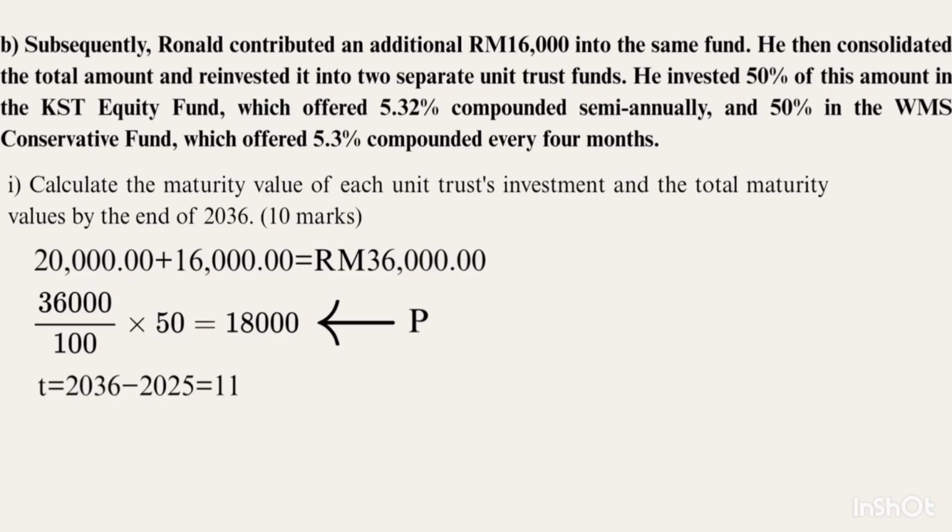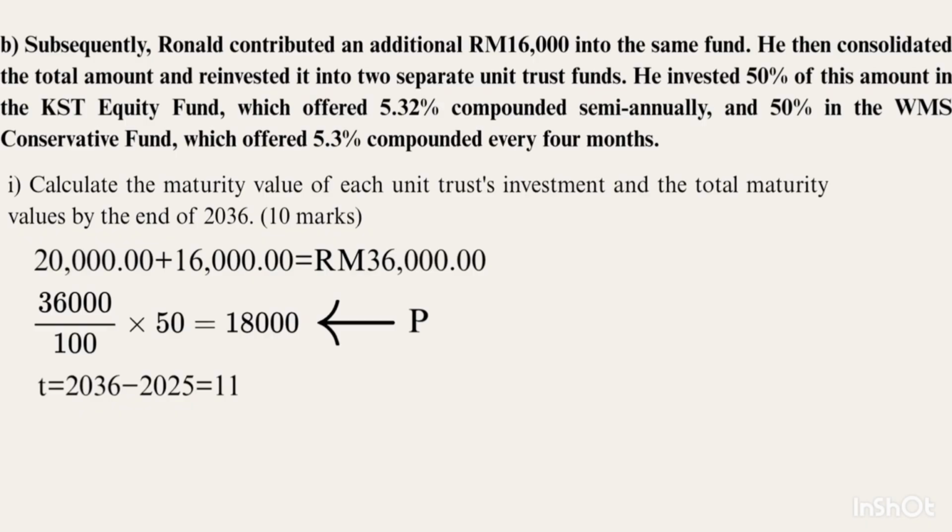B. Subsequently, Ronald contributed an additional 16,000 into the same fund. He then consolidated the total amount and reinvested it into 2 separate unit trust funds. He invested 50% of this amount in the KST equity fund, which offered 5.32% compounded semi-annually, and 50% in the WMS conservative fund, which offered 5.3% compounded every 4 months. I. Calculate the maturity value of each unit trust investment and the total maturity value by the end of 2036.